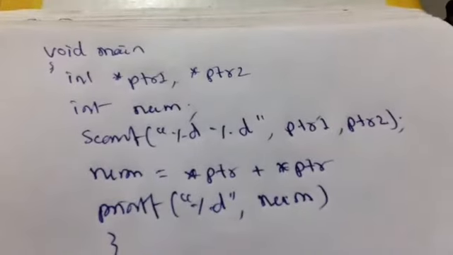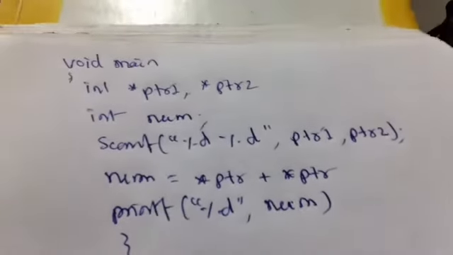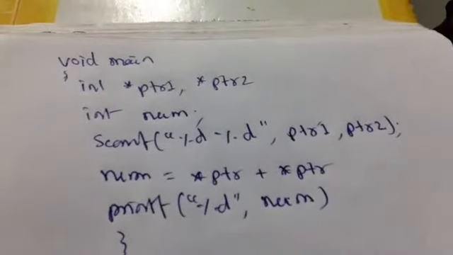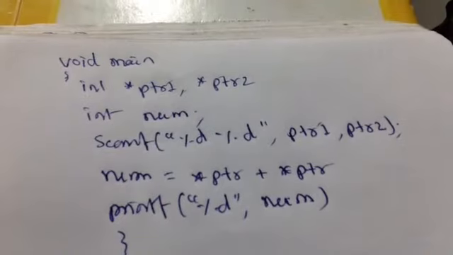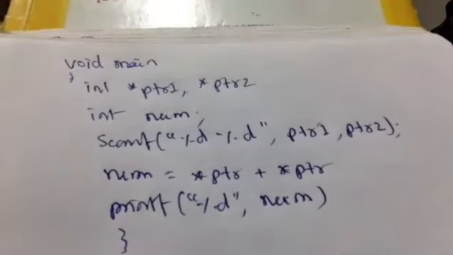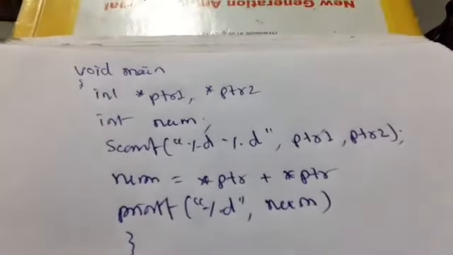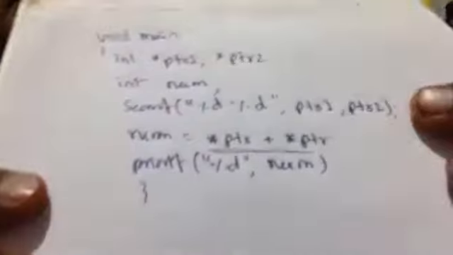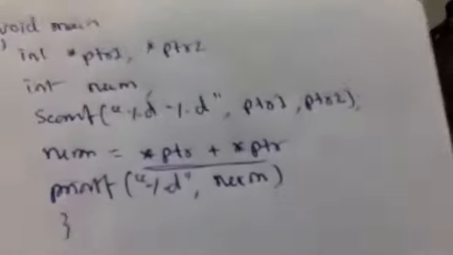But this is not correct, because I have given one point. What is that? Pointer addition is not allowed, but using pointer addition is allowed. Are you getting what I want to say? I am adding what? Directly pointers. This is not allowed.